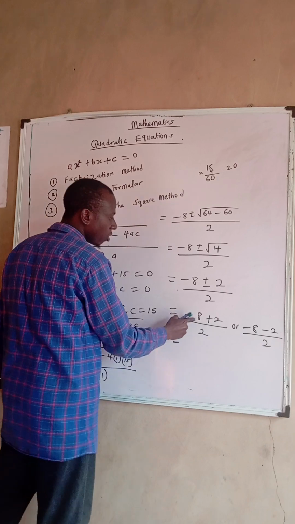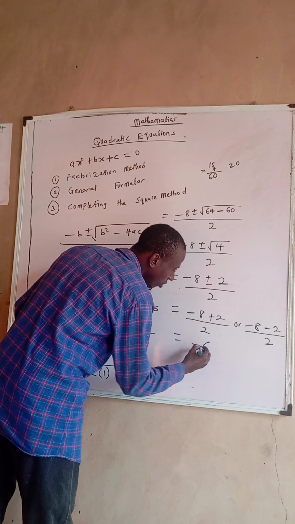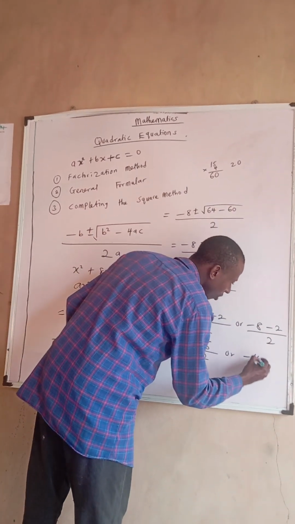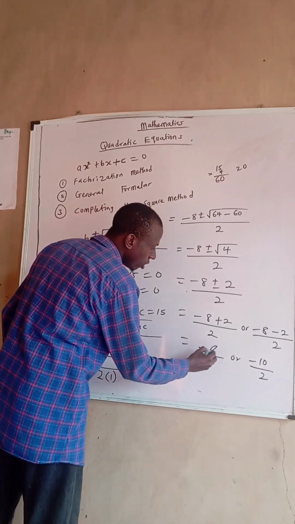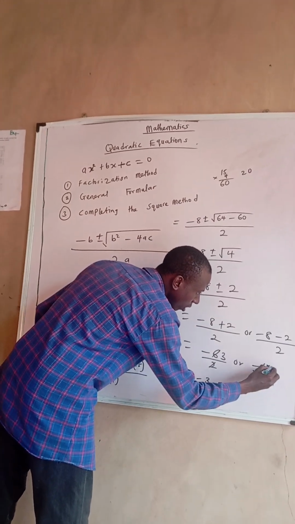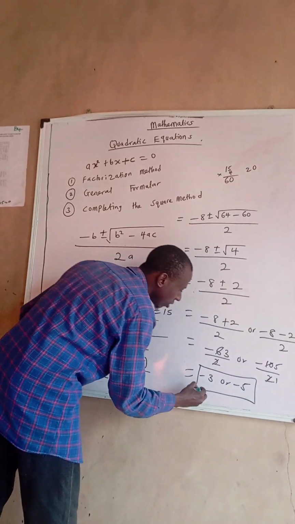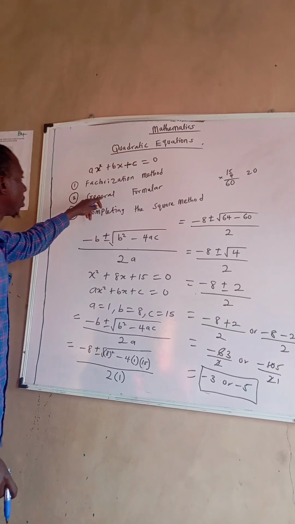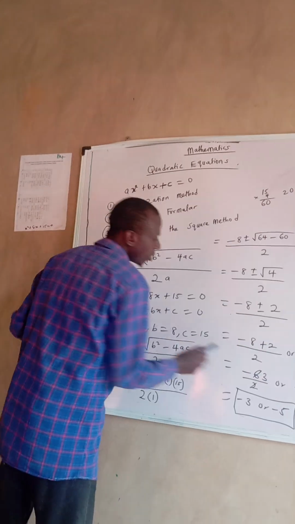So this will now be minus 8 plus 2. Minus 8 plus 2 will give us what? Minus 6 over 2, or minus 8 minus 2, that's minus 10 over 2. Now, 2 into 6 is 3, so minus 3, or 2 into 10 is 5, so this is minus 5. These are the roots of the quadratic equation. So you can see that whether we use the factorization method, the general formula, or the completing the square method, we are going to have the same answer. Thank you.